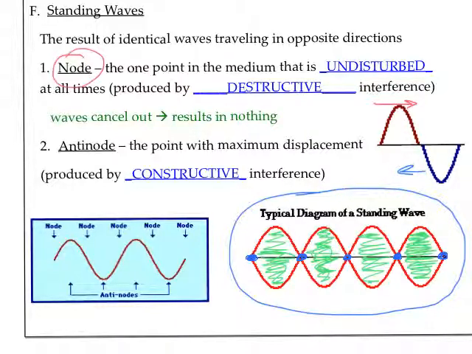Now the opposite to that is an antinode, and that's the point with maximum displacement. So for our little part that's vibrating, the top and bottom, that's where your antinode will be for each of the middle parts of these little footballs or pockets. And this is because of constructive interference. So this is where my amplitudes are combined to be the most.